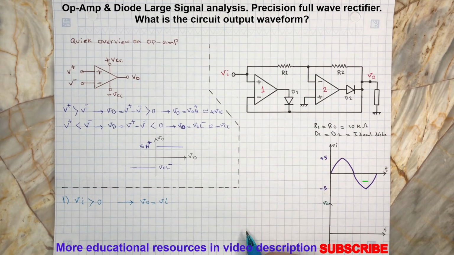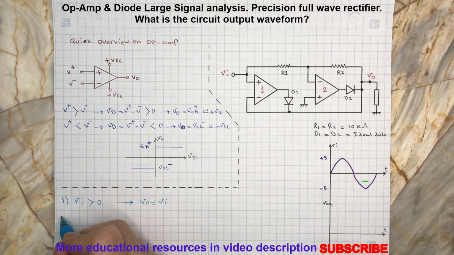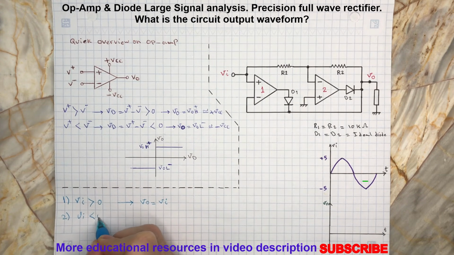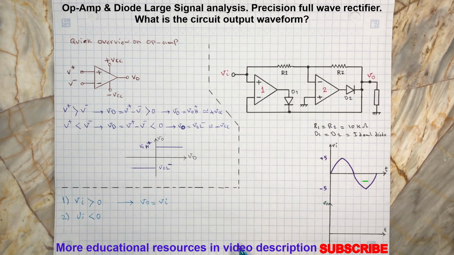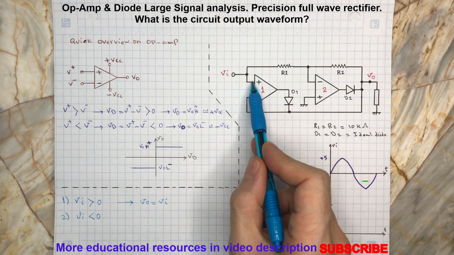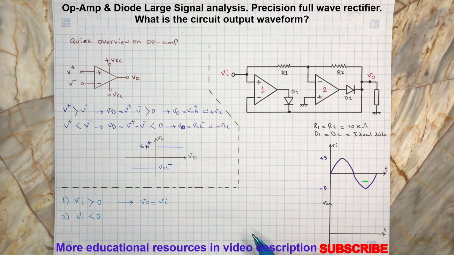Now assume Vi is negative. Then since the V plus terminal of the op-amp number 1 is connected to Vi, this will result in the output of op-amp number 1 swinging negative low and also turn off the diode number 1. So no negative feedback path for op-amp number 1 in this case, and therefore it won't affect or contribute to the output VO.